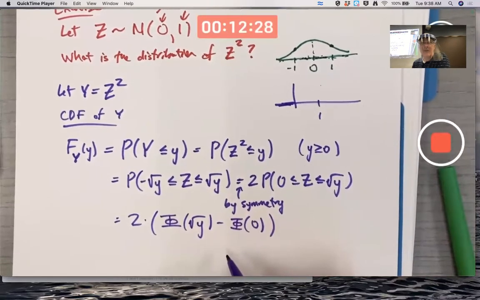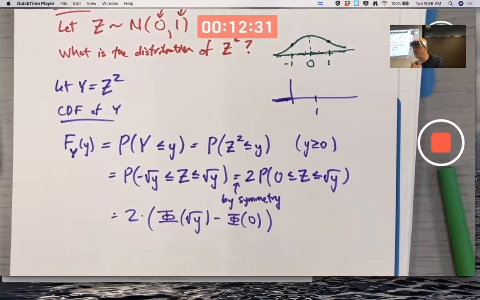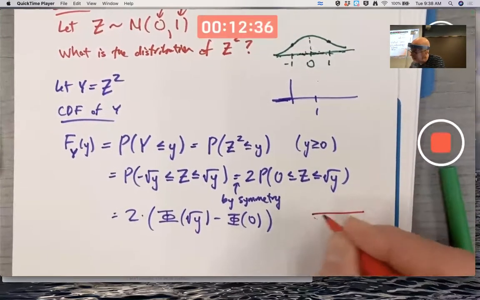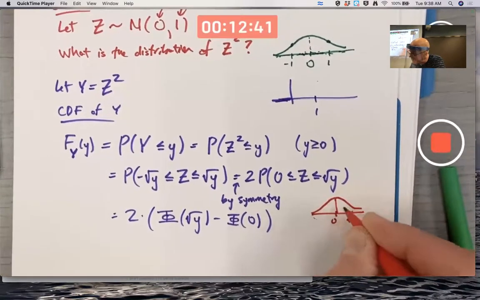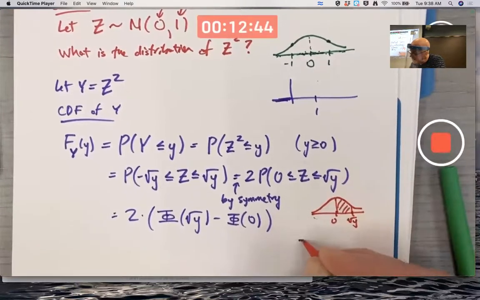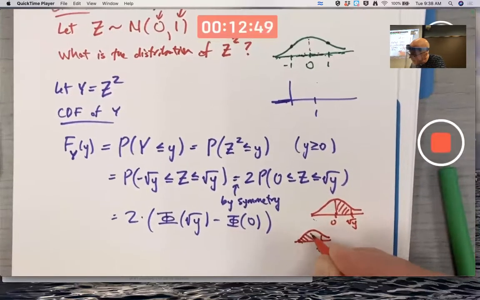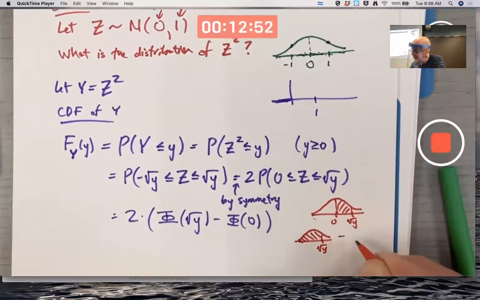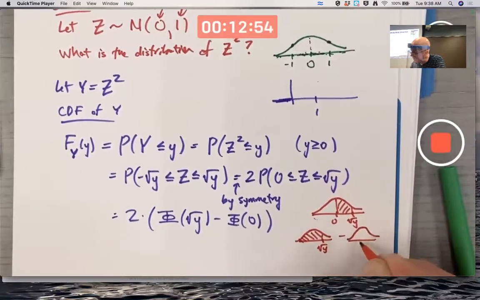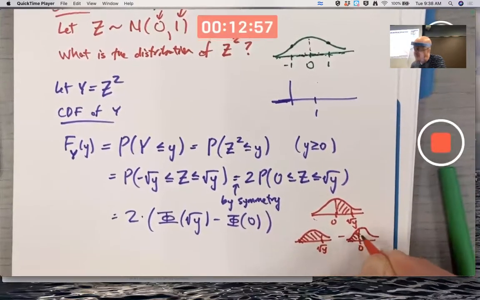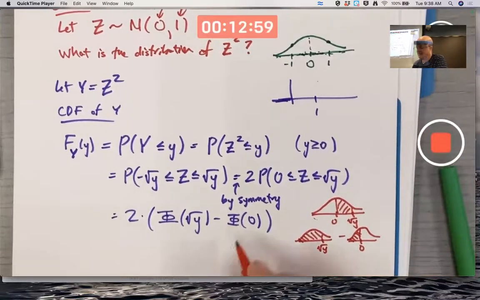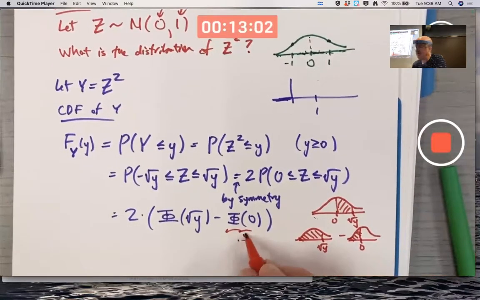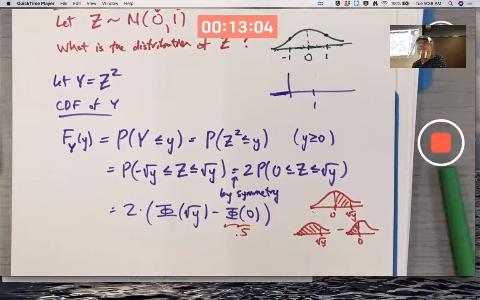Why does that work? Well, intuitively it works because you're thinking of the area under the graph from 0 to square root of y, this area right there. You're thinking of it as the area under the graph to the left of square root of y forever, minus the area under the graph to the left of 0 forever. And actually, by symmetry, this is 0.5. I know that's 0.5.